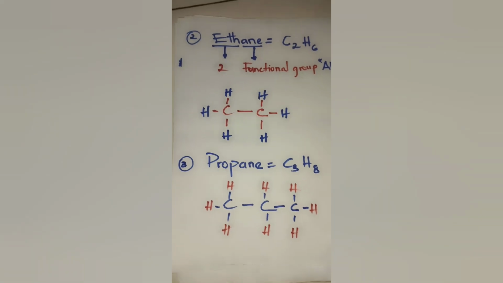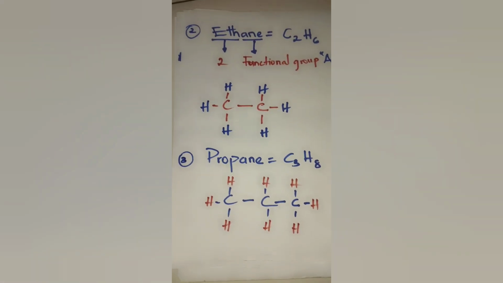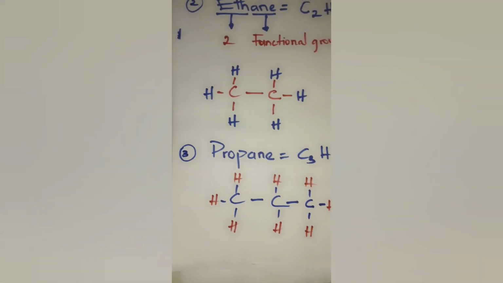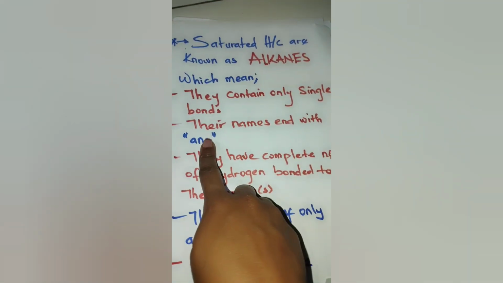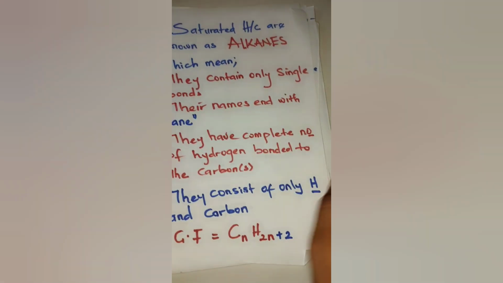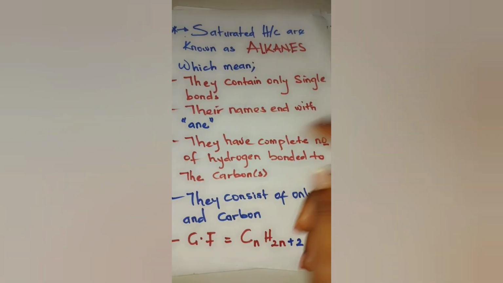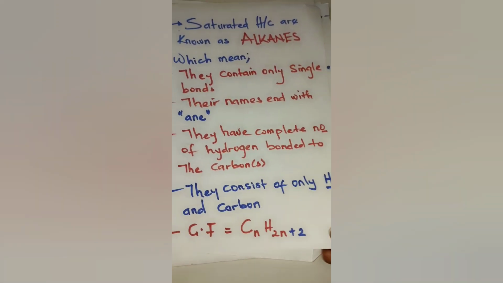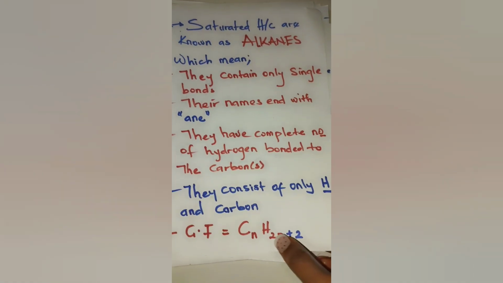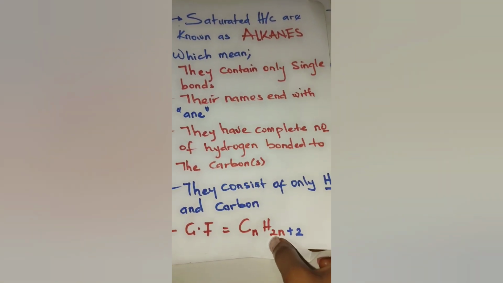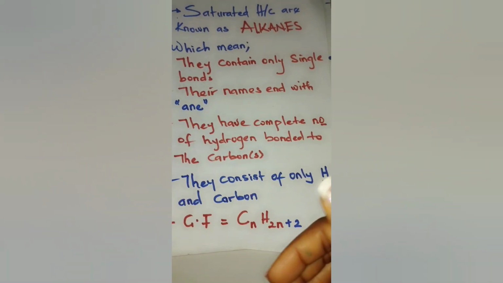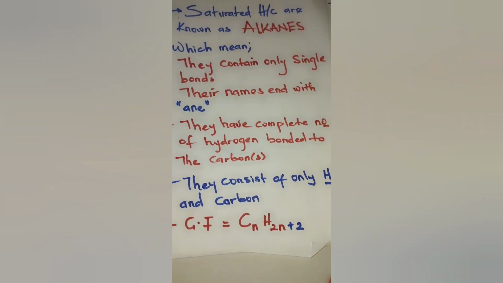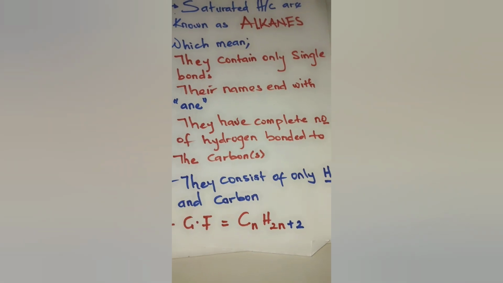So I would like us to remember that saturated hydrocarbons, which are otherwise known as the alkanes, contain only single bonds. Their names end with ane. They have a complete number of hydrogens bonded to the carbons, and they consist only of hydrogen and carbon. And I need you to memorize this formula, because this enables you to ascertain the formulas of each compound, which enables you to draw their structures.